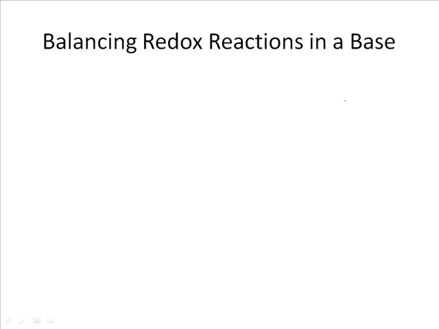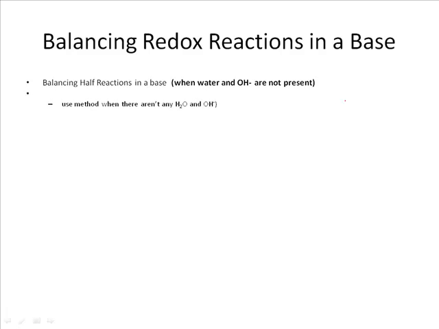Last type of method is when you're going to be balancing a redox reaction in a base. Okay, and this is when water and hydroxide are not present in a reaction, and it will tell you you have to balance the reaction in a base. So you use this method again when there aren't any H2Os and OH present in the original reaction.